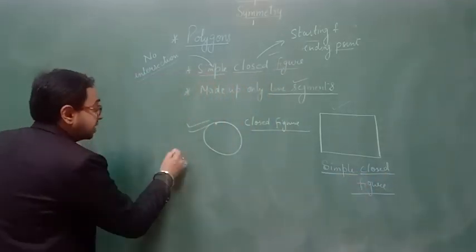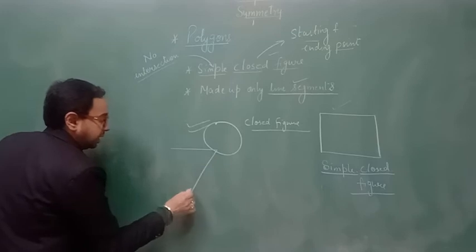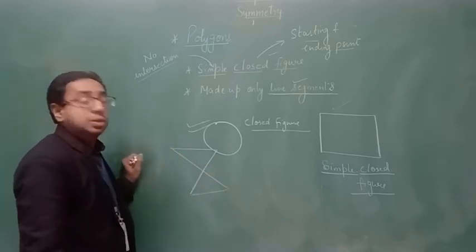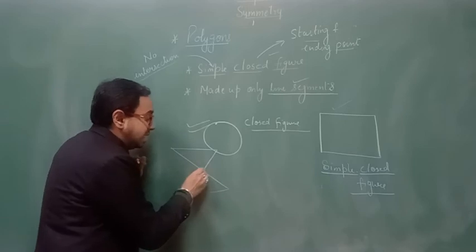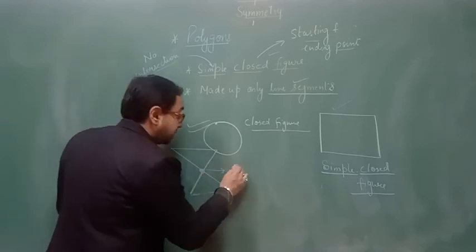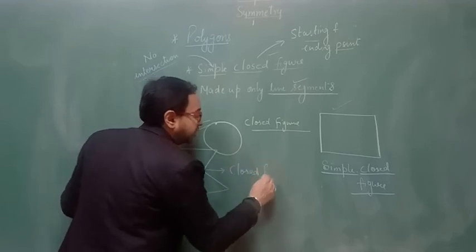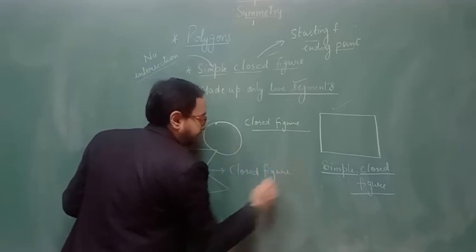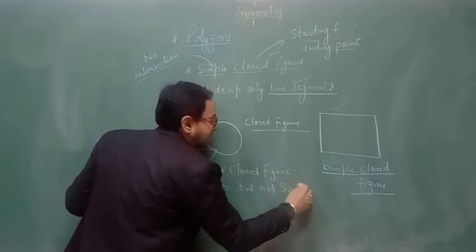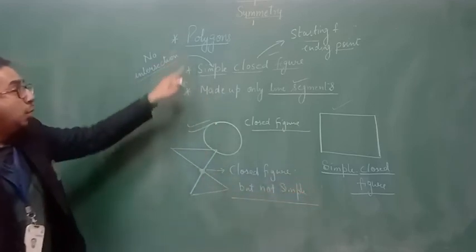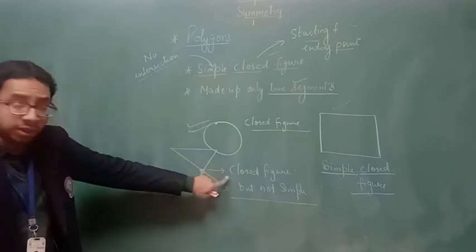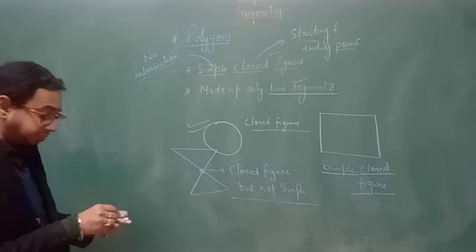Now, if I consider this, it is not a simple closed figure because it is intersecting. This intersection makes it a closed figure but not simple. Are we clear? So, polygon: simple closed figure. Very important. So, this is a closed figure but not simple.